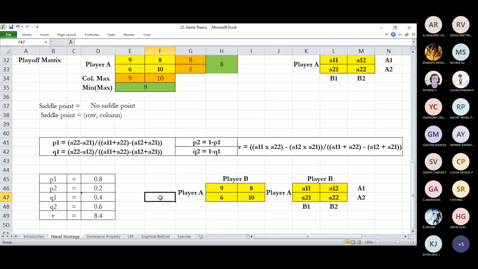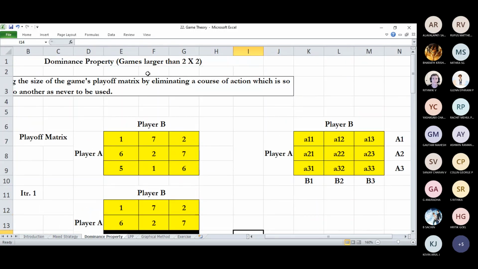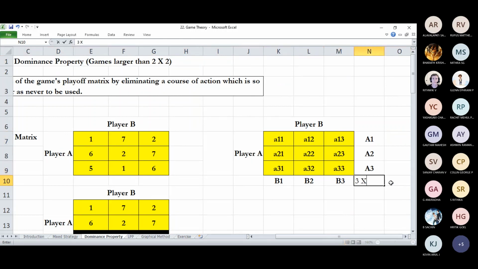What we're going to try to achieve is that given an m cross n matrix, we will be curtailing it to a 2 by 2 matrix, which we require. And this is a trial and error method. Let's take a look at how it works. So this is dominance property. Generally, it is applied when the dimension of the game is more than 2 by 2. In this case, it's a 3 by 3 matrix, and you can look at the notations here. It has 3 by 3, say A33, which is the last dimension of this matrix.